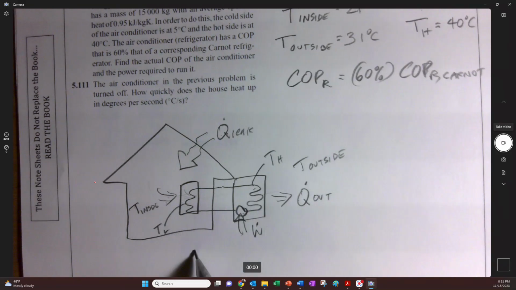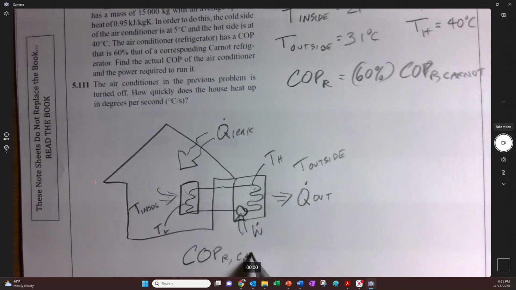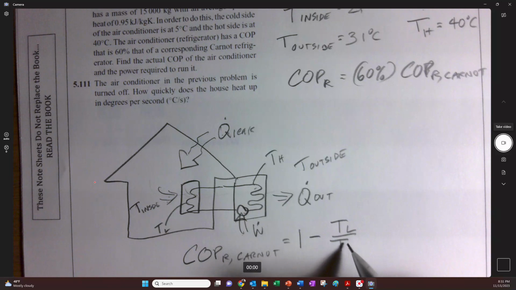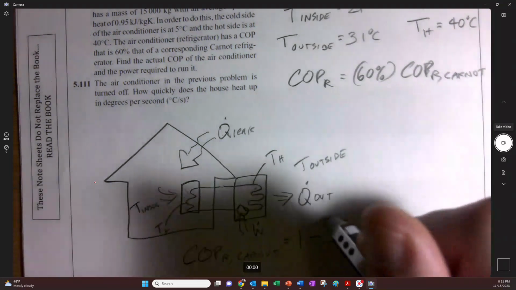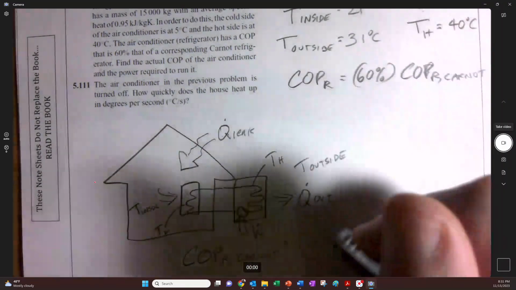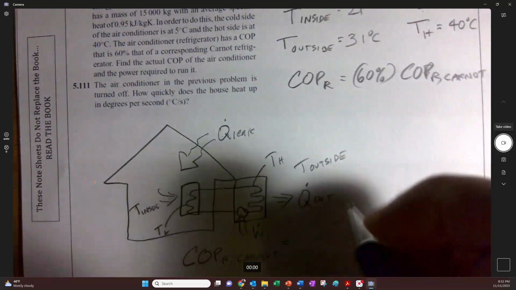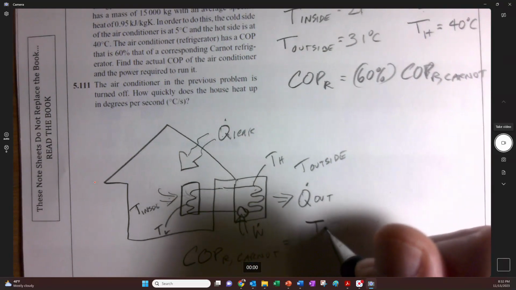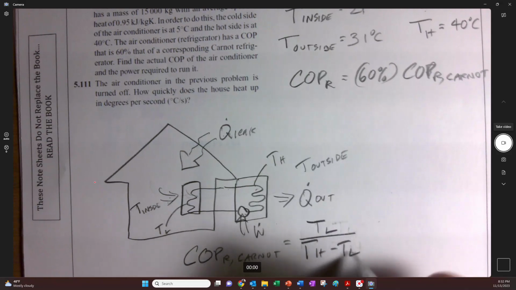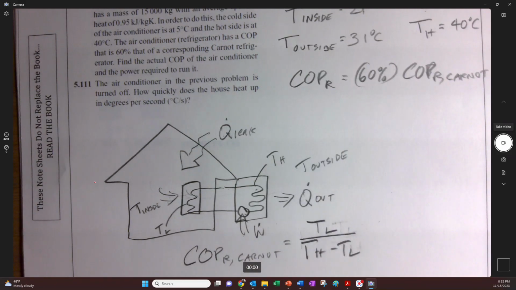So let's look at the Carnot COP, which is going to be 1 minus TL over TH. No, that's an engine. My bad. Got to be careful. For a refrigerator it's TL over TH minus TL, on the absolute temperature scale. I hope I didn't do this wrong somewhere else.